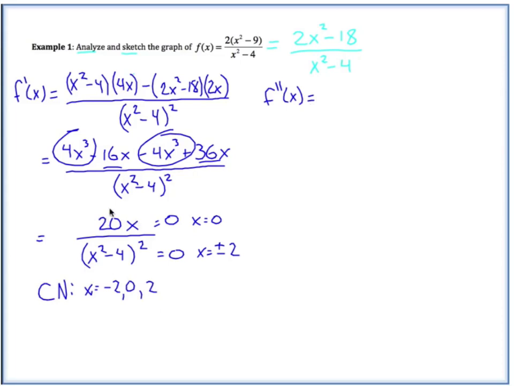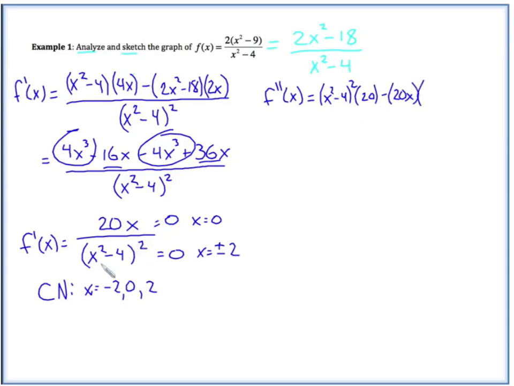So we're deriving this function right here. So here's our first derivative, and if we derive this one, we'll get our second derivative. So using the quotient rule, we get the low function times the derivative of the high minus the high function times the derivative of the low.